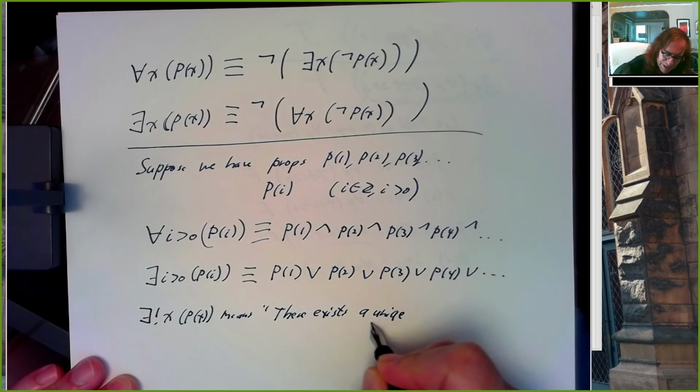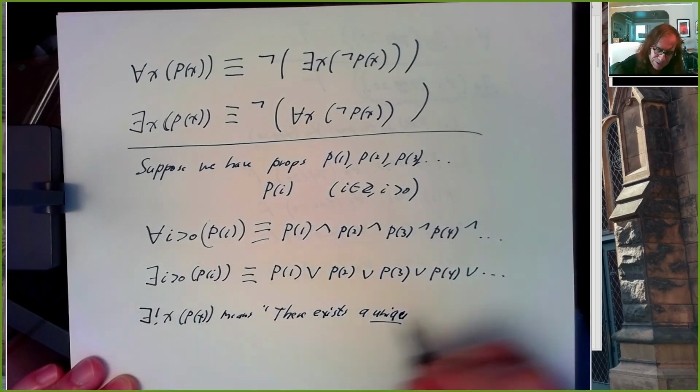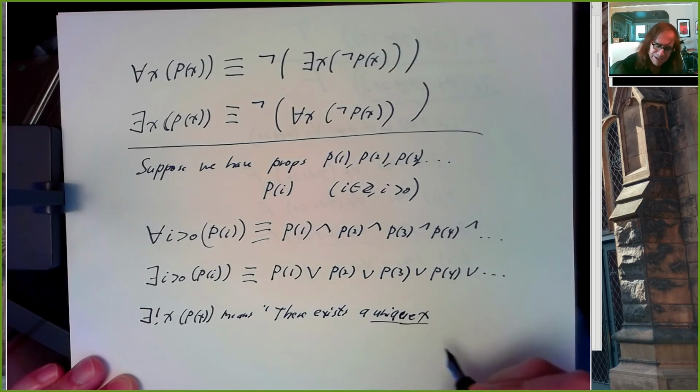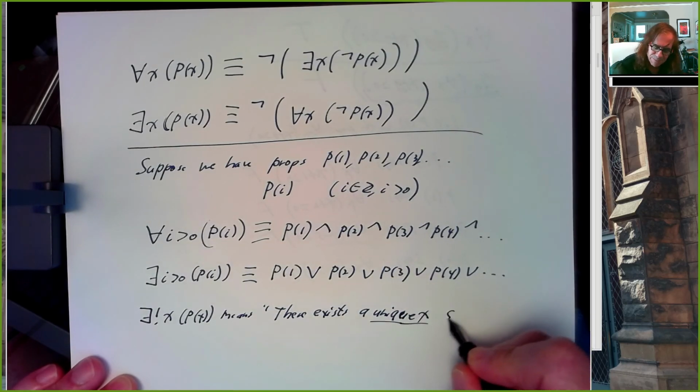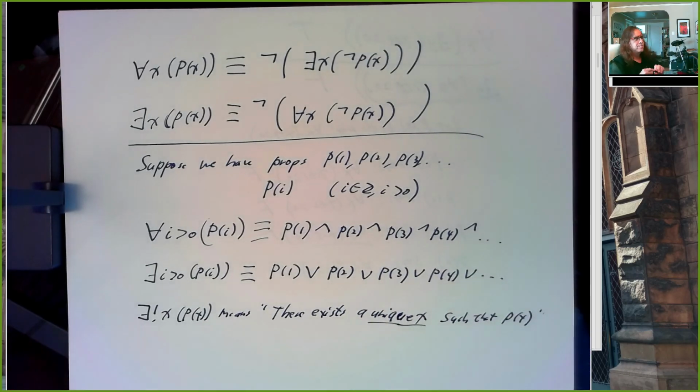So if we put an exclamation mark after the existential quantifier, that says there exists a unique x such that P of x. And for two variables, that's our exclusive OR. It would say P of 1 or P of 2, but not both. But XORs don't work like that for more than two variables.